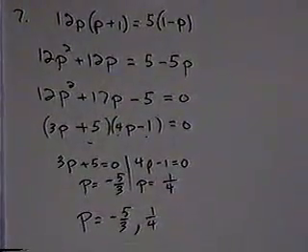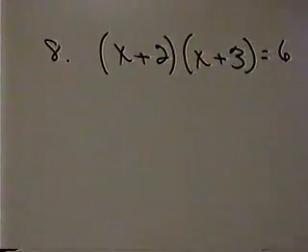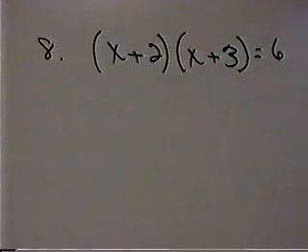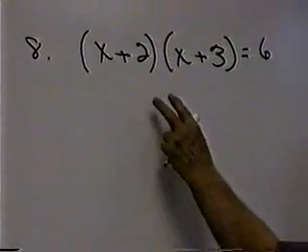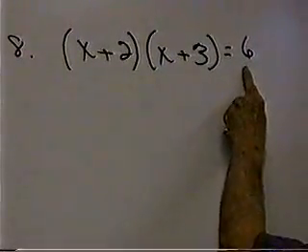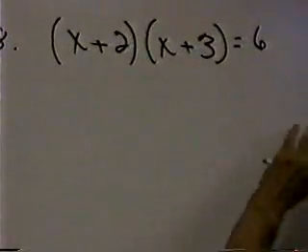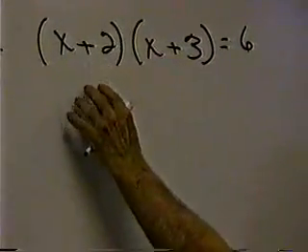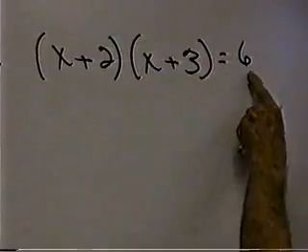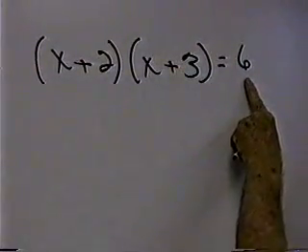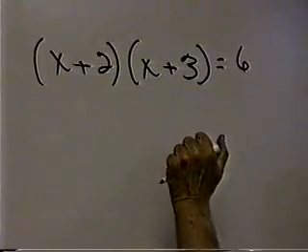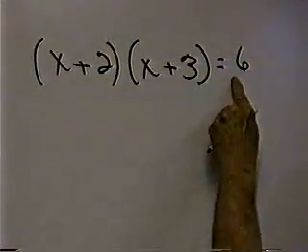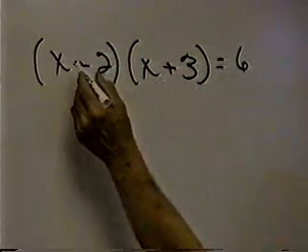All right, let's look at the last example of the tape. And here, okay, look at example 8. Here again, we have it factored but not equal to 0. Now you cannot come along and put these factors equal to some number over here, like the 6 or something else. You can only factor and set each factor equal to 0 if that's a 0. So therefore we must multiply this out.